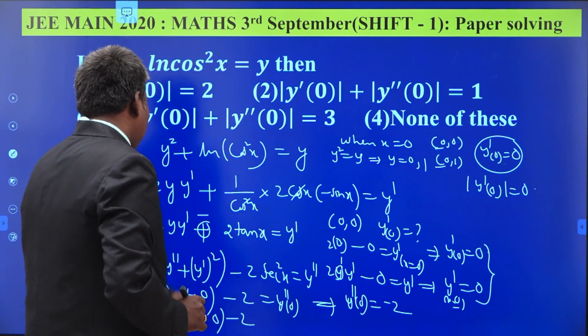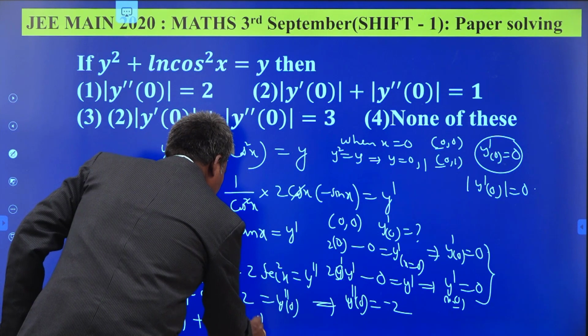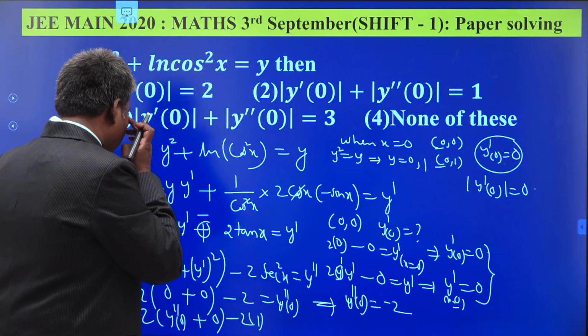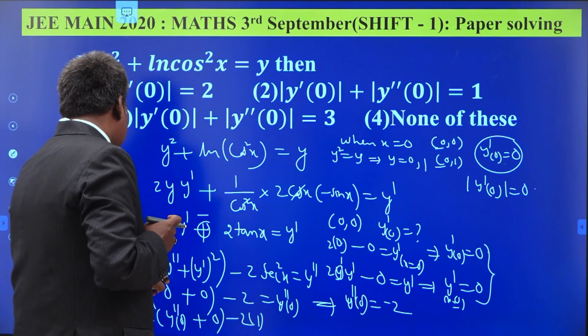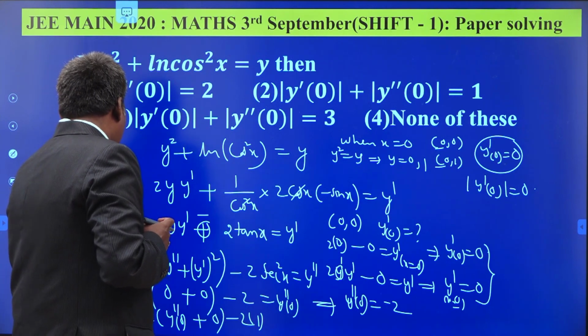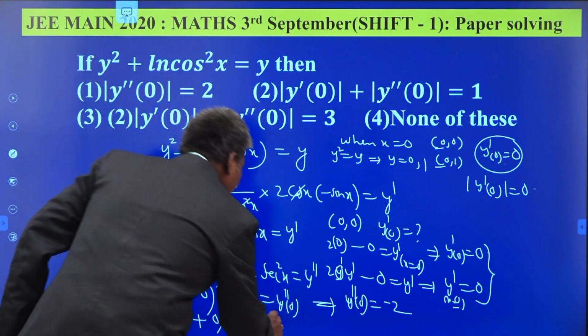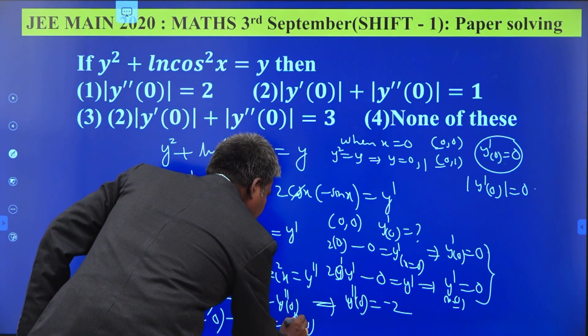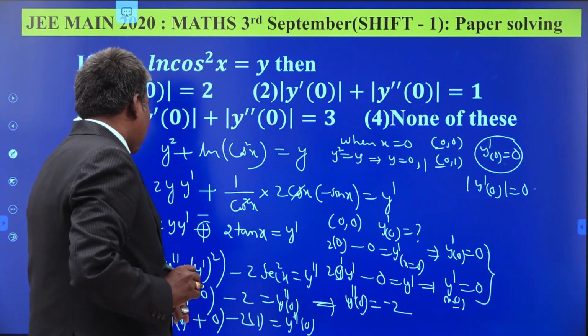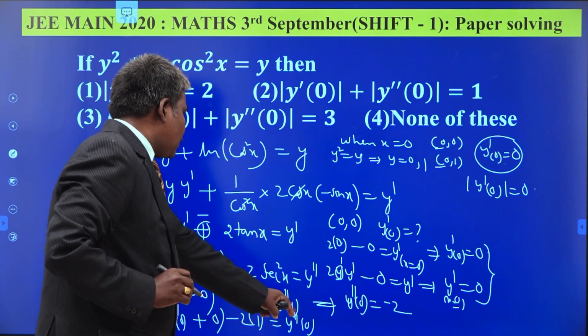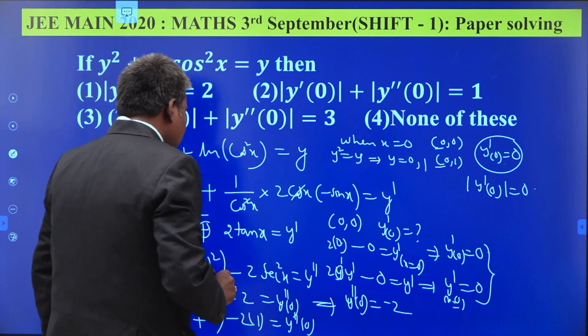Secant 0 is 1. 2 into y double dash 0. Y is equal to 1. Your y is equal to 1. Y double dash 0 you have to find out is equal to y double dash 0. So 2 times y double dash 0 minus 2 is equal to y double dash 0. So y double dash 0 is what? 2.